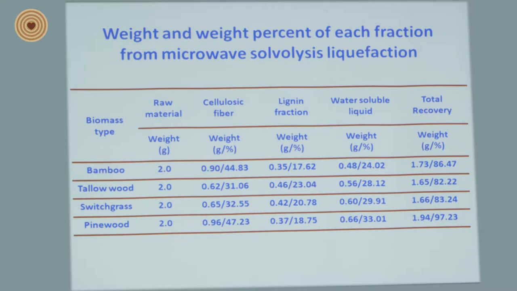So then another criteria to see how the fractionation method is performing, I'll give you one of the examples right here. Just look at this cellulose portion. Forget about all the other ones. Watch this one: say you have 2 grams of the raw material.